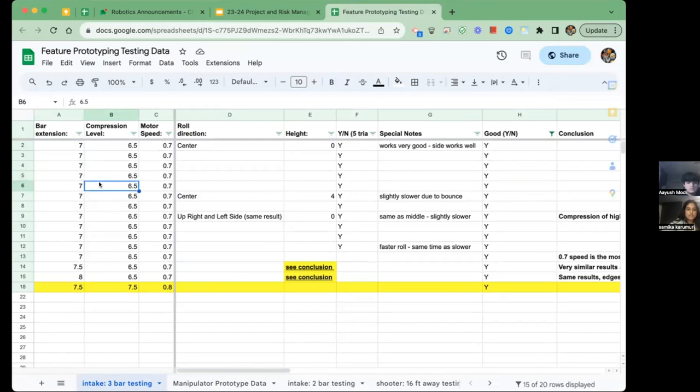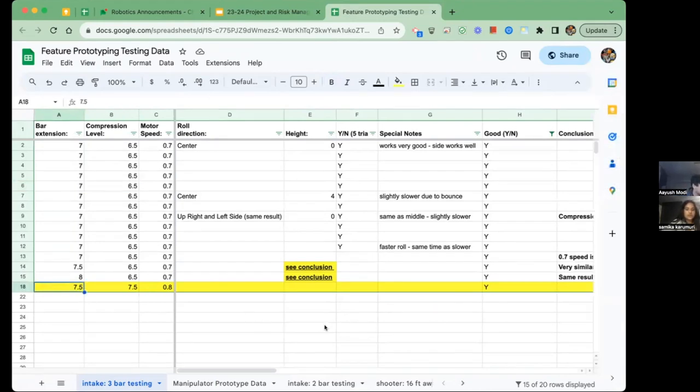And this just makes it incredibly easy for us to see all of the different data we have, and we highlighted the one that we ended up going with. So yeah, this is incredibly important, and it makes it super easy for it to be transparent among all of us and easy for discussion when we are designing our robot.